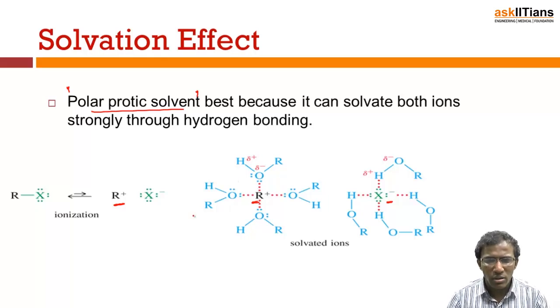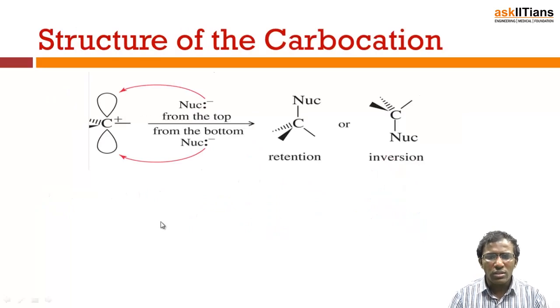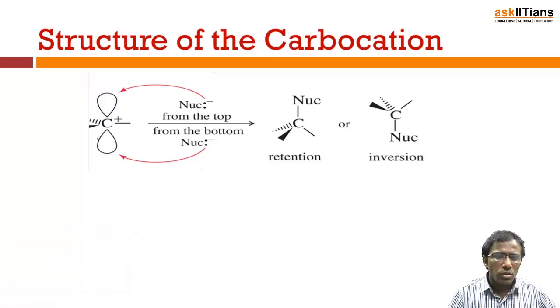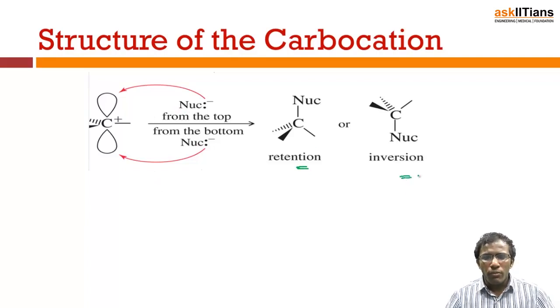If you see the structure of the carbocation, it is planar, right? It has sp2 hybridization, and this will be the vacant orbital, and this molecule is a planar molecule. So the nucleophile can attack from the top, and it can also attack from the bottom. So it has two paths. If it attacks from the top side, you will get this one, or if it attacks from the bottom side, you will get this one. One will be the same one, the other will be the inverted one.